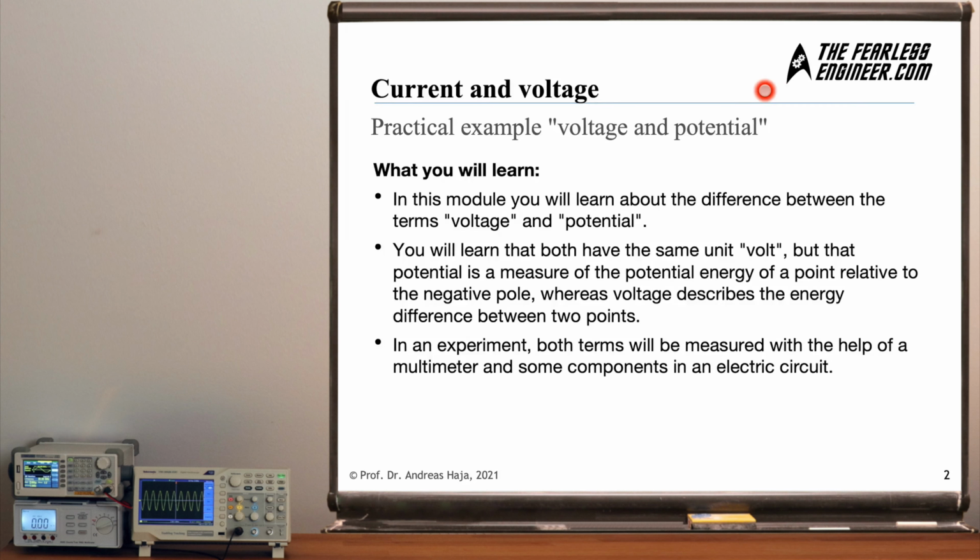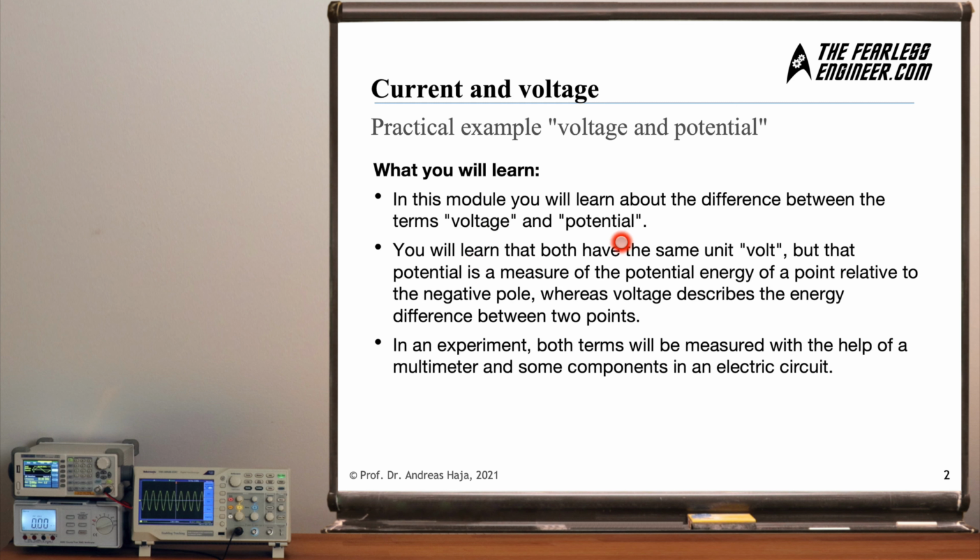Now this video is about the differences between the two expressions of voltage and potential. In practice there's lots of confusion between these two because they are so similar, and by the end of this video you will know what the difference is, what the commonalities are, and in which situation you might better be advised to use potential and when voltage is the correct expression you should use to describe, for example, the behavior of a certain element in a circuit.